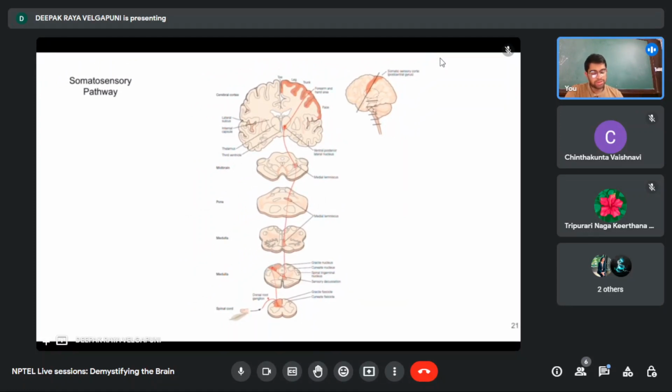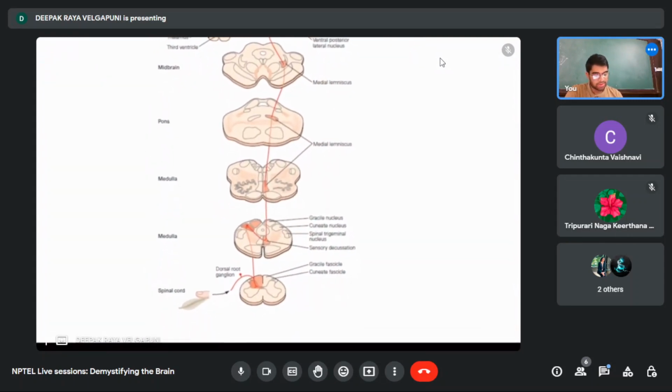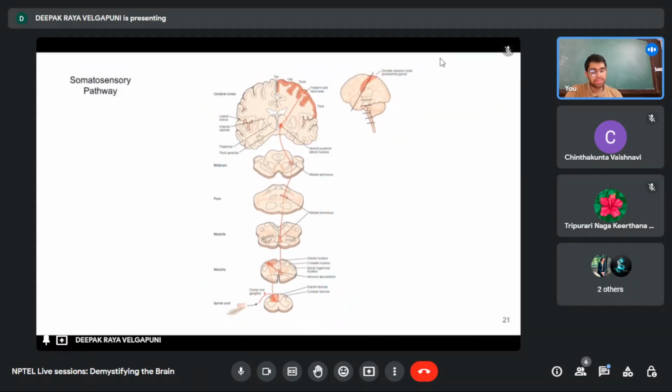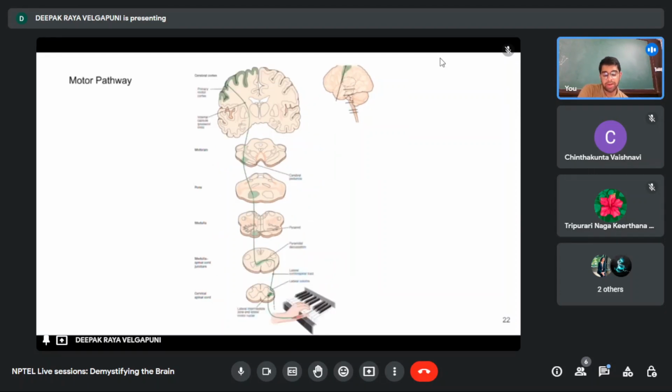Any doubts in this pathway? Do you want any specific things here? Okay. This decussation occurs because of an evolutionary reason: when the first vertebrate was formed, there was a twist in the body orientation of the spinal cord compared to invertebrates. Invertebrates have the same side; they don't have this left going to right and right going to left. That has some evolutionary reason.